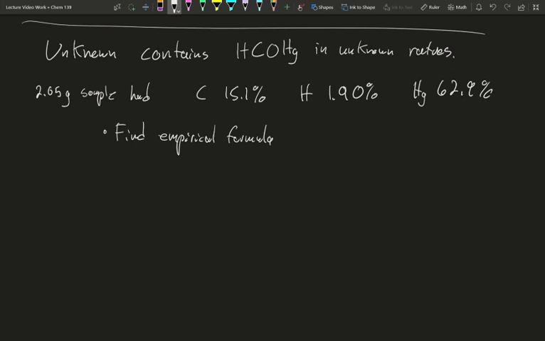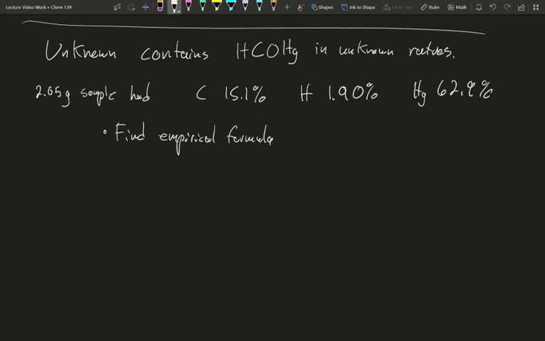In this video, we're going to determine the empirical formula of an unknown when we don't have the molecular mass, and when we don't have all of the mass percent info to start with. In this case, a sample of 2.05 grams of this unknown containing hydrogen, carbon, oxygen, and mercury was sent to elemental analysis, and it came back with 15.1% carbon, 1.9% hydrogen, and 62.9% mercury. No oxygen data was given.